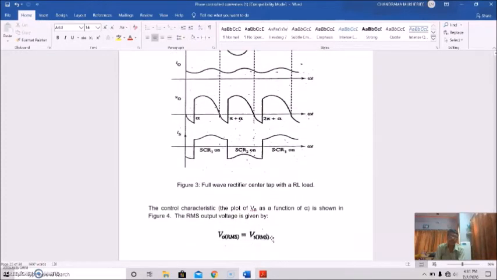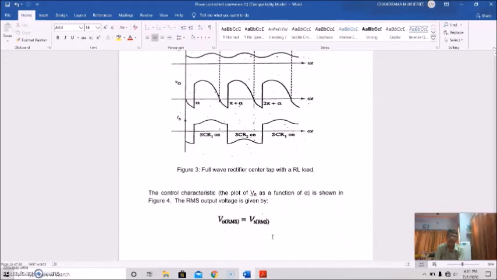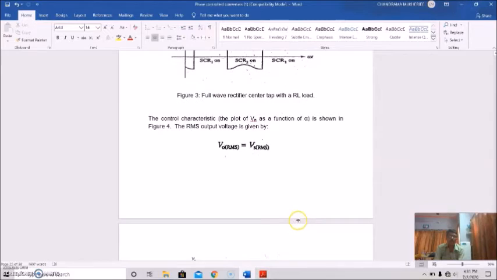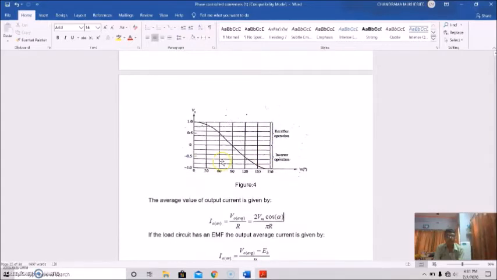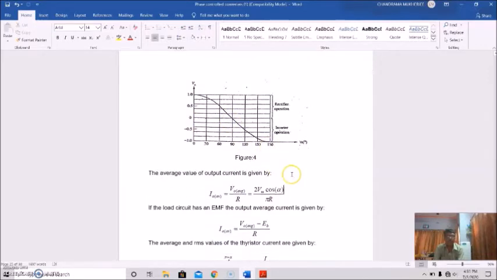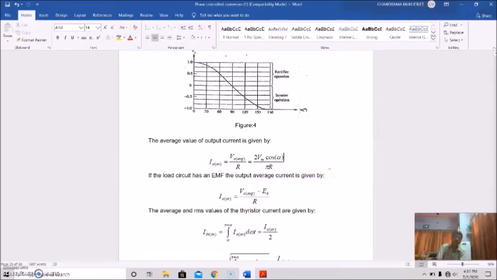It is shown here. So the control characteristic, if we plot the normalized value as a function of alpha, and the RMS output voltage is given by the output RMS value and the source RMS value. So at 0 it is maximum, at 90 it is 0, and at 180 it is negative maximum. The average value of the output current is given by the output average voltage divided by R. If you put the average value, it is 2 Vm cos alpha by pi.